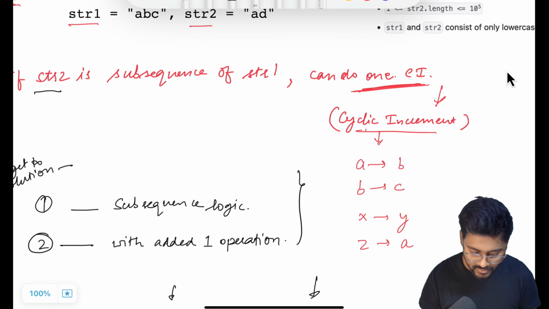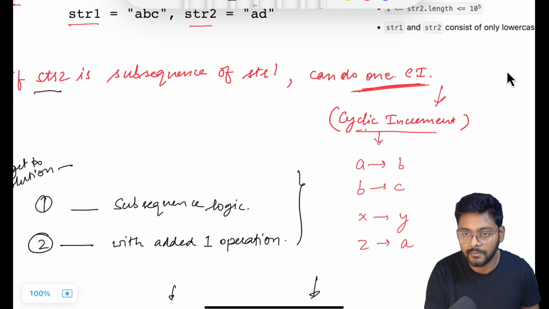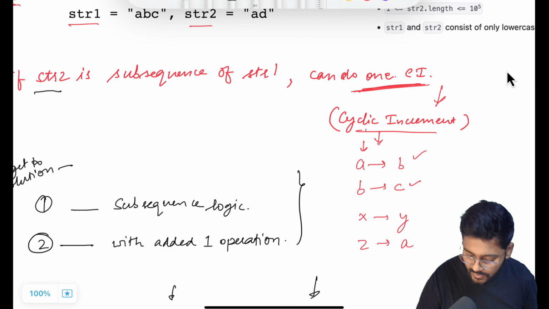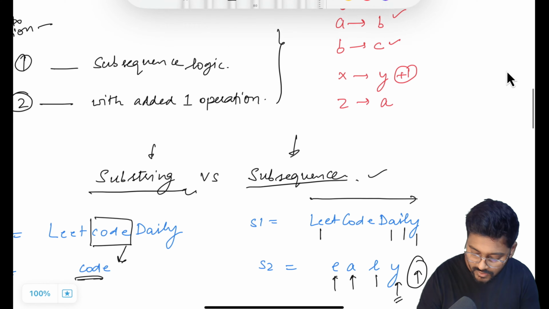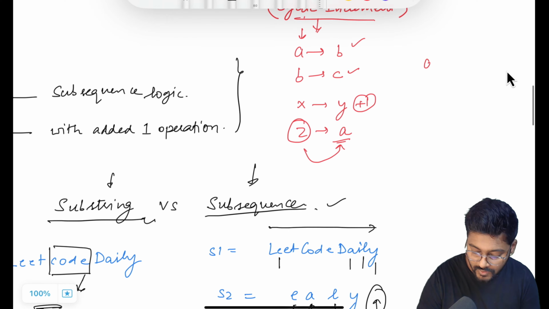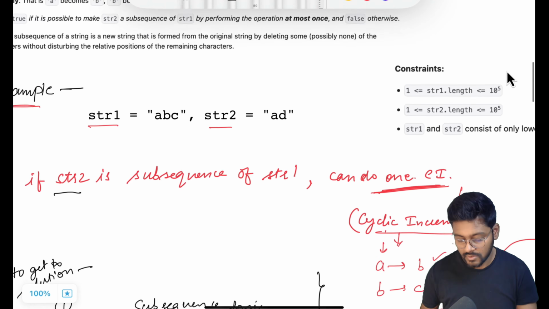What is cyclic increment? Let's say I pick any character from string 1, I will be able to change the value of that character by 1, incrementing by 1. If the character from string 1 is A, it can become B. If it is B, I can convert it to C. If it is X, I can convert it to Y. But when the character is Z, I can make it equal to A, because that is a cyclic increment. From A to Z and Z to A, I pick any character and make it plus 1. So this is one operation.